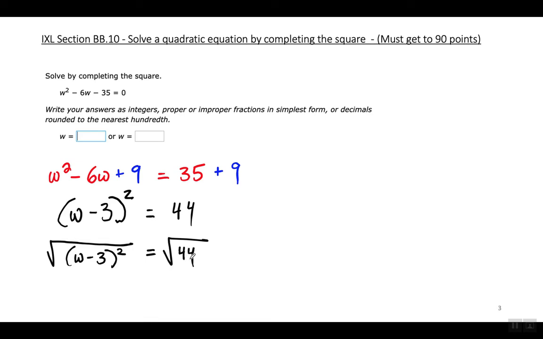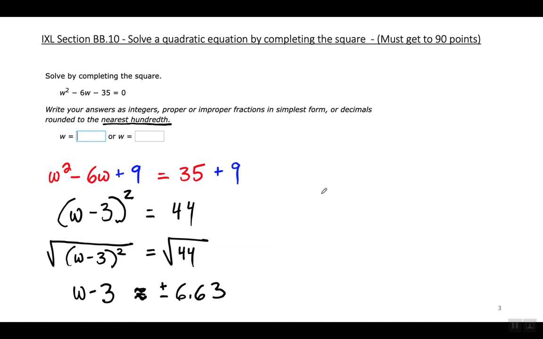When I take the square root of both sides of the equation, on the left hand side, I'm going to get w minus 3 equals. On the right hand side, the square root of 44 is going to be positive and negative 6.63 if I round it to the nearest hundredth. So this is approximately positive and negative 6.63. We have to round it to the nearest hundredth.